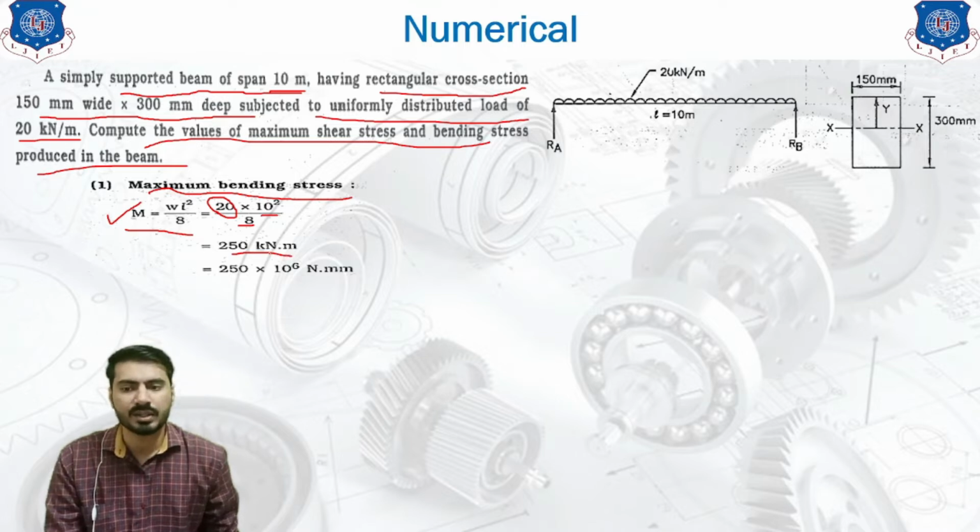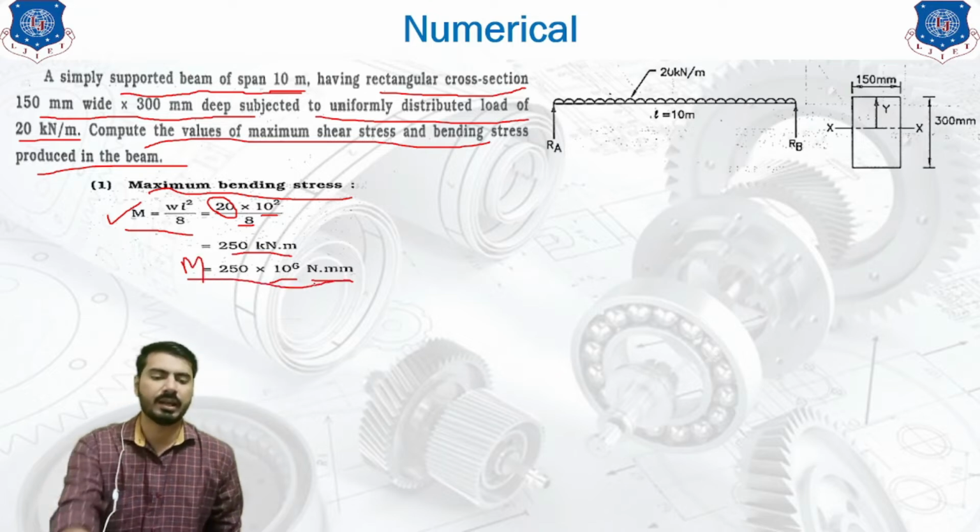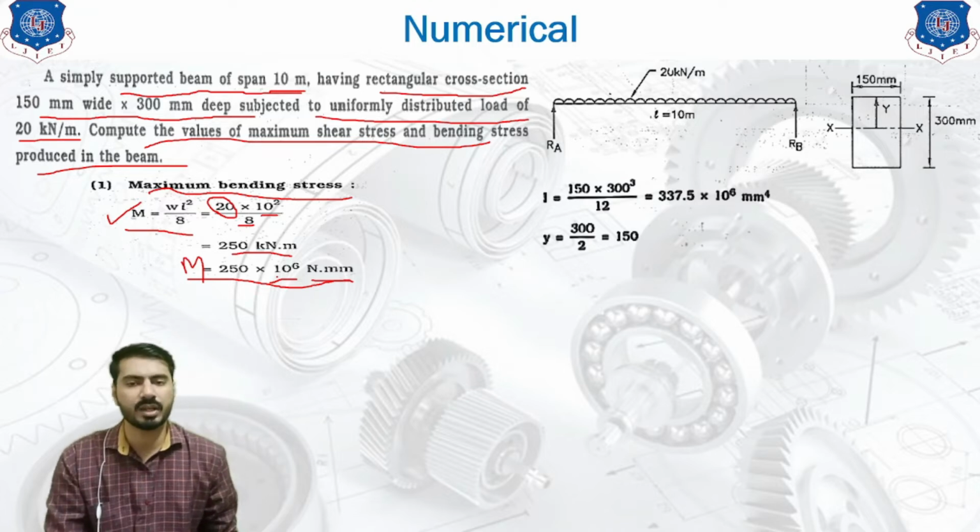But we need to convert this answer into Newton mm. That's why we multiply it by 10⁶ to get Newton mm. So this is our maximum bending moment for the case of the particular uniformly distributed load.